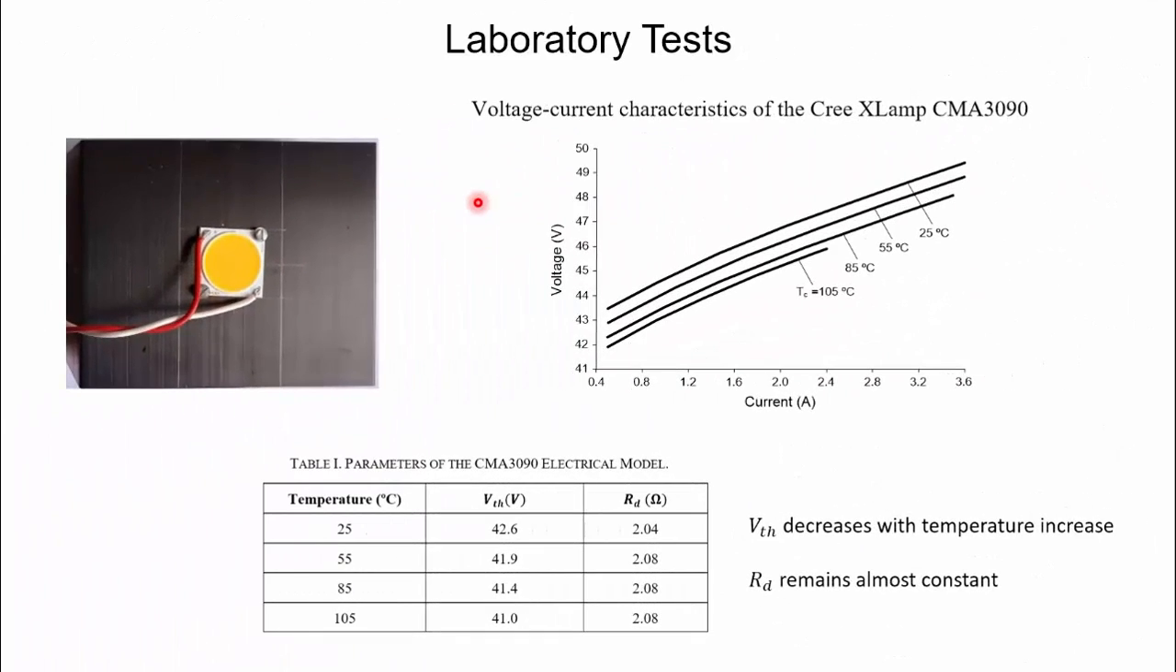These are the characteristics of the lamp. The lamp is a Cree X lamp CMA 3090. So these are characteristics obtained from the datasheet of the manufacturer. This is the voltage versus the current through the lamp for different values of the temperature. And we have obtained the model of the lamp at the different temperatures. So we have these values, in which we can see that the series resistance remains almost constant, but the threshold voltage is increasing when the temperature decreases.